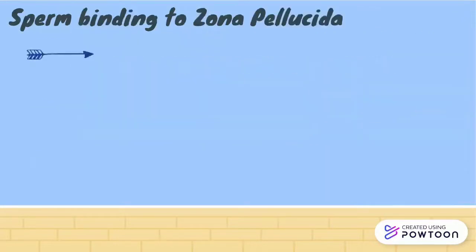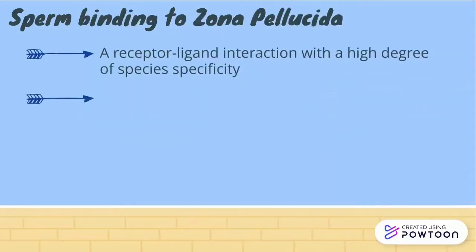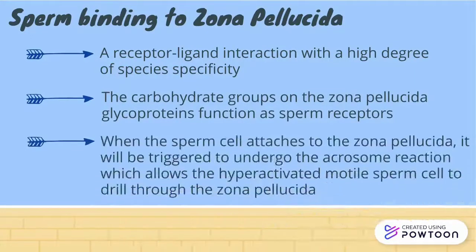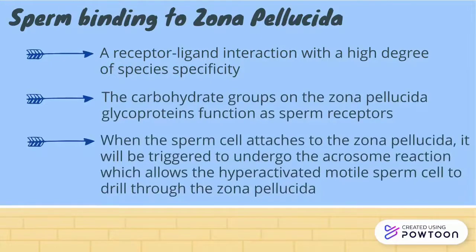Sperm binding to the zona pellucida is a receptor-ligand interaction with a high degree of species specificity. The carbohydrate groups on the zona pellucida glycoproteins function as sperm receptors. When the sperm cell attaches to the zona pellucida, it is triggered to undergo the acrosome reaction, which allows the hyperactivated motile sperm cell to drill through the zona pellucida.